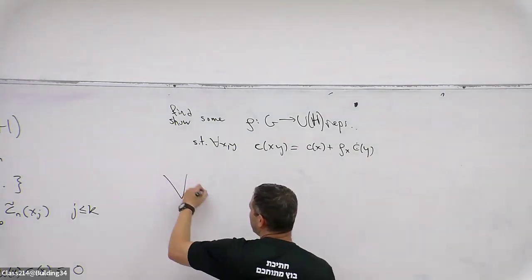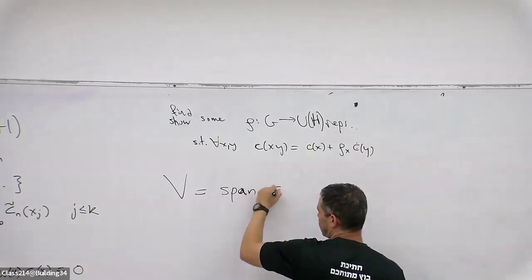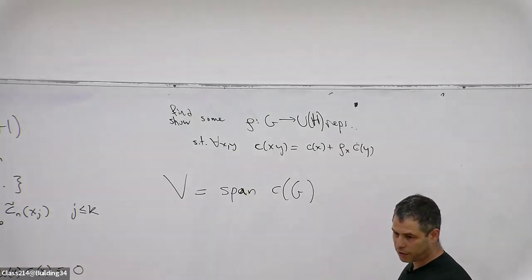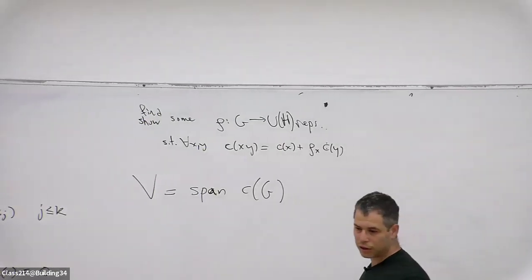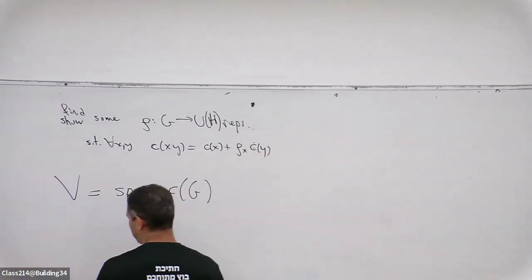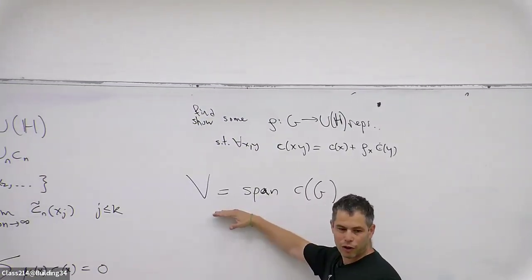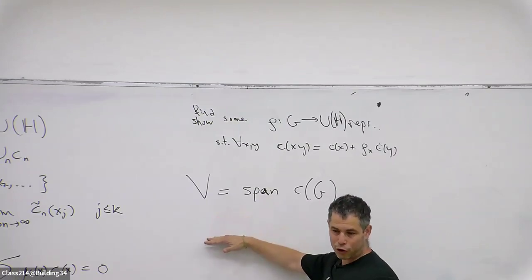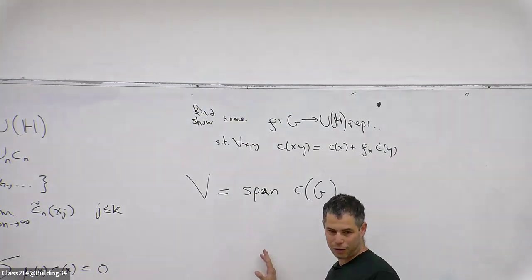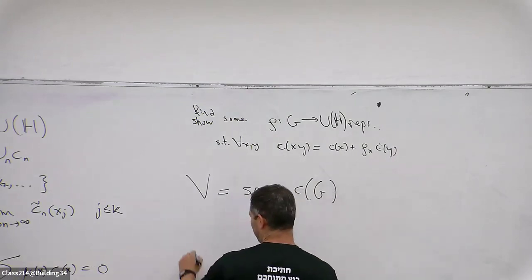So let's define V to be the span of C of G, all the vectors that you get if you apply C to G. This is some subspace of H. So what are we going to do? We're first going to define it on V. Then we're going to extend it to the closure of V. And then on the orthogonal complement, we'll just use the identity. That's easy, so then we get a unitary map.